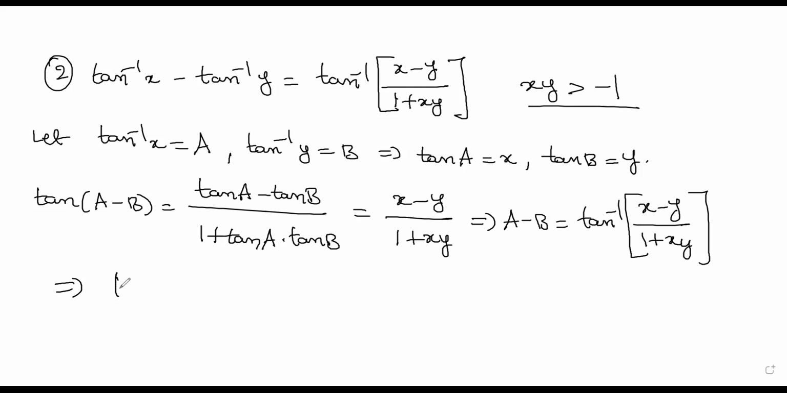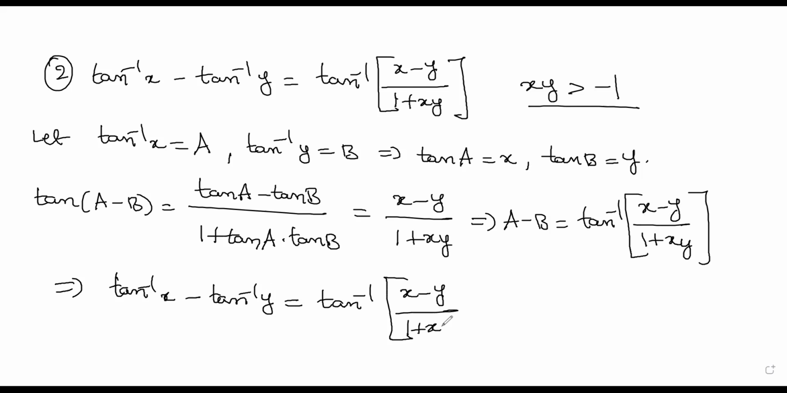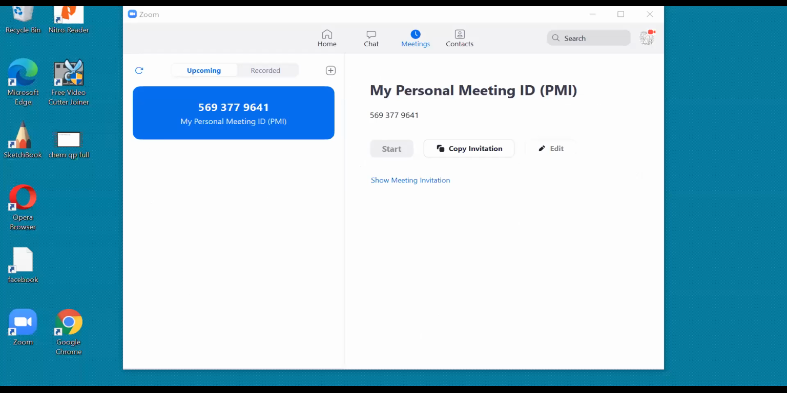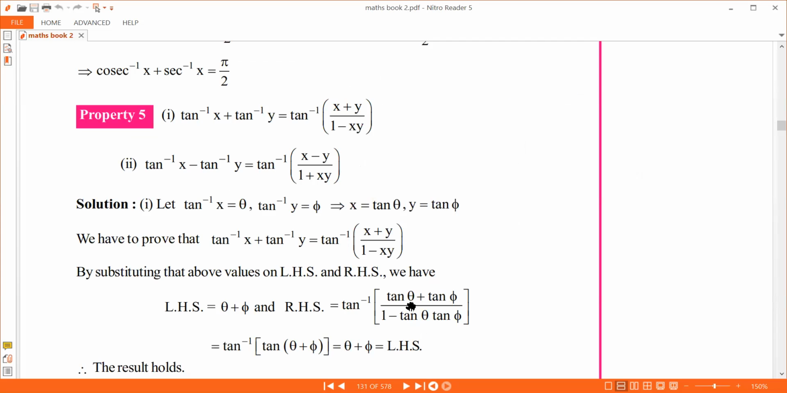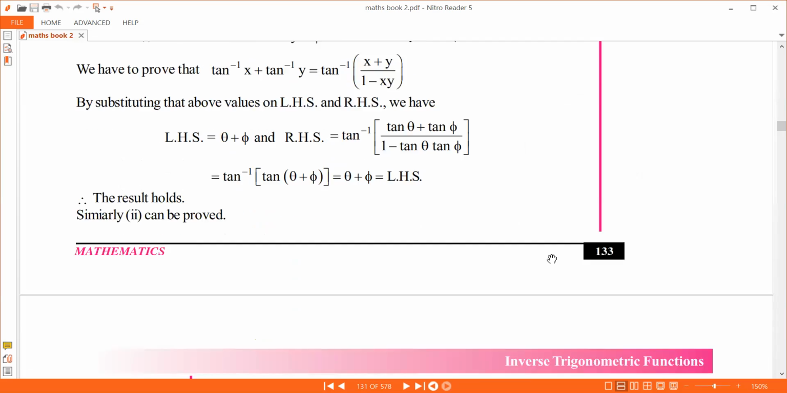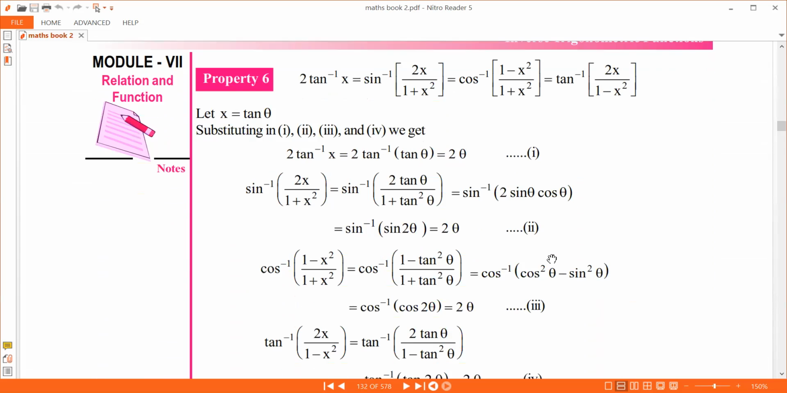When you replace them, you get tan inverse x minus tan inverse y is equal to tan inverse of (x minus y) divided by (1 plus xy). So hence the answer. This is the answer. Let's move on to the next part. They have done the same thing, but instead of A and B, they used theta and phi. Okay, fine. Now the next one.